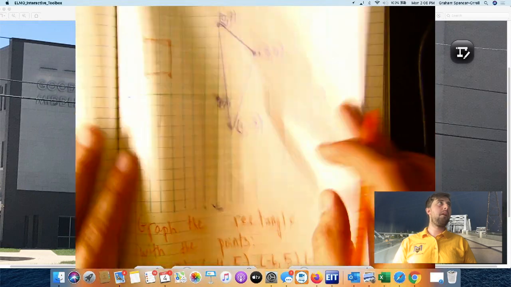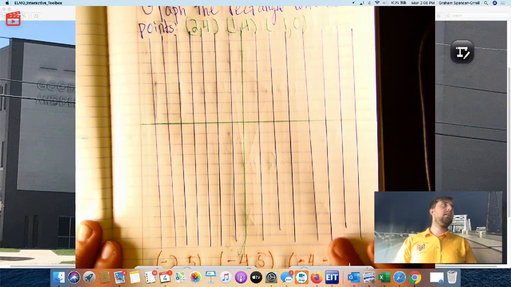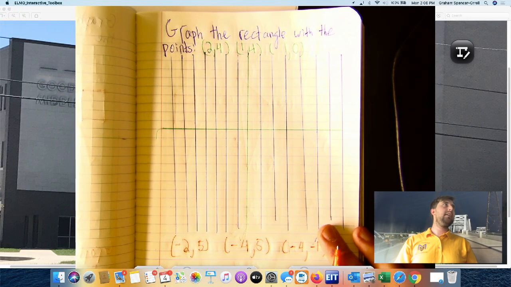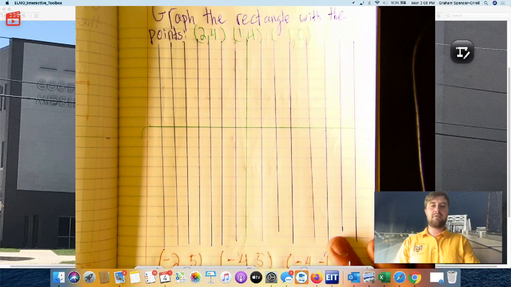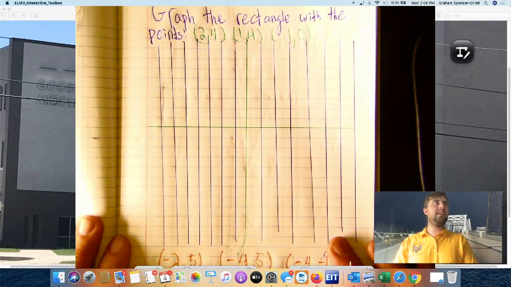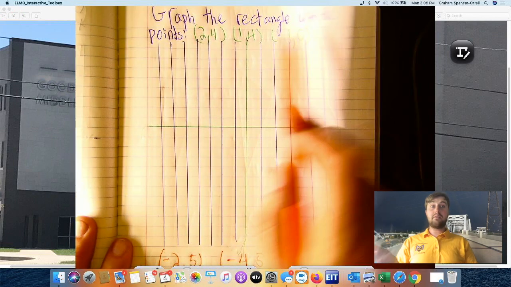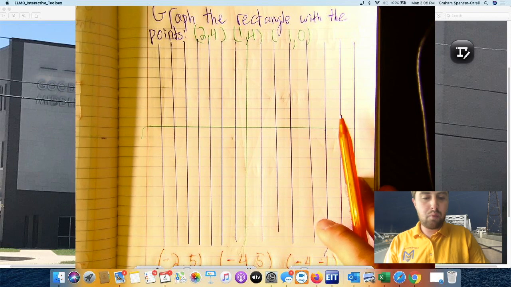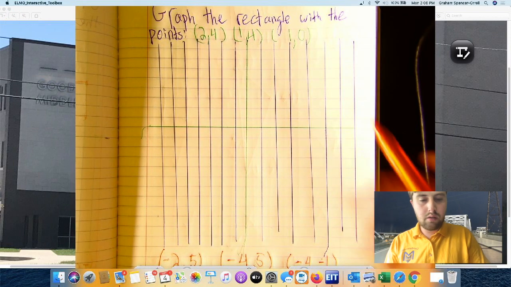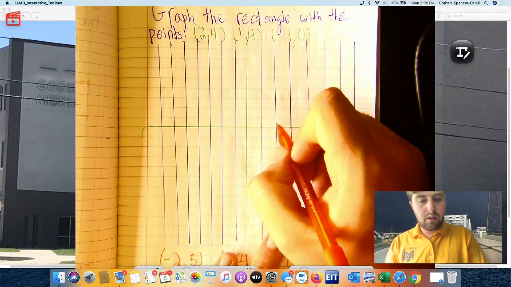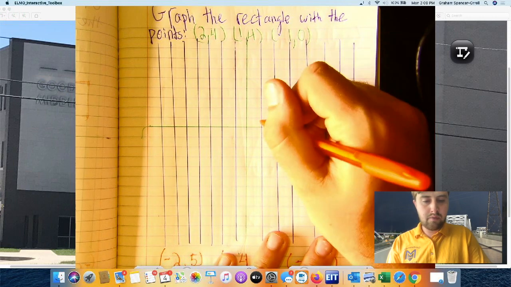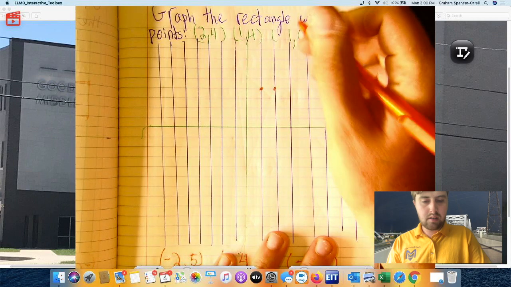What you'll see some of on IXL when you go to practice is the case where it says graph the rectangle with the points, and then it only gives you 3 points. You know for a rectangle you need 4 points. So I'm going to go ahead and just graph out these 3 points: 2, 4, 1, 4, 1, 0. So I have these 3 points.